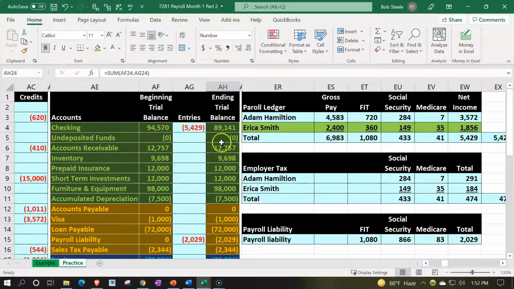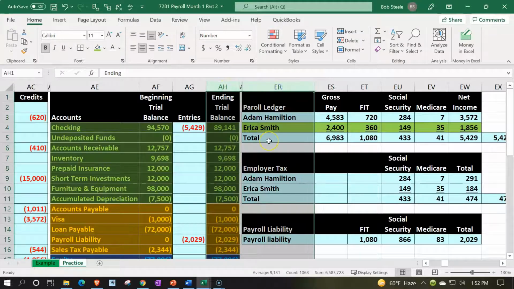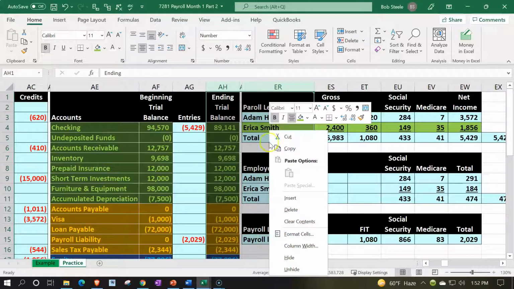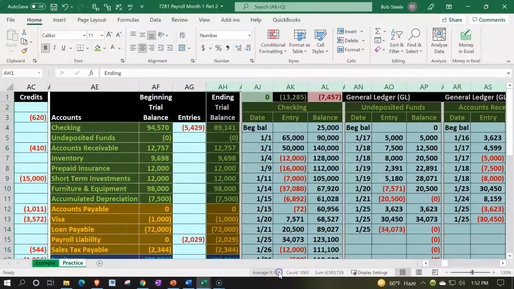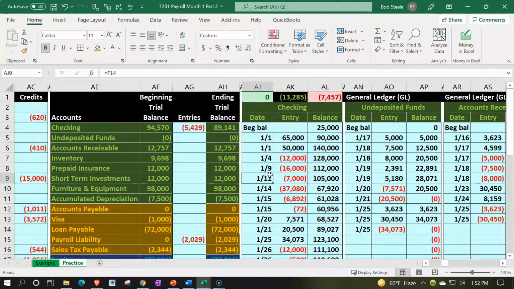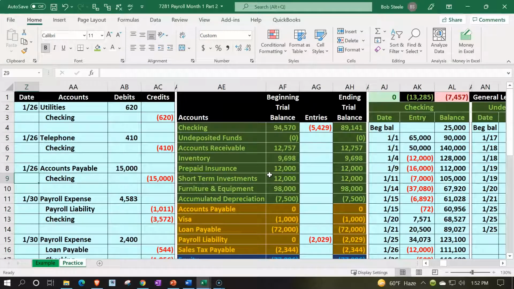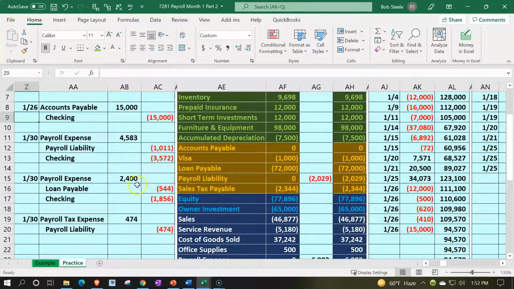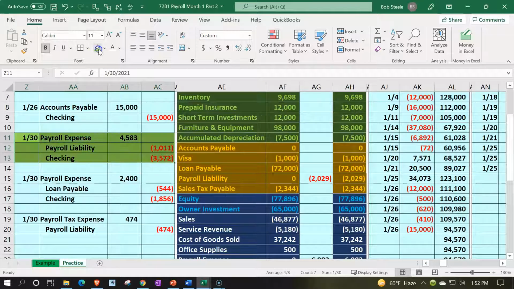Okay, so let's unhide some cells and add some GLs. We're going to put our cursor on AH on over to ER, right click and unhide. And so now we got to add, what do we got to add here? Let's highlight this one. This is the one I'm working on. Let's do one thing at a time here.